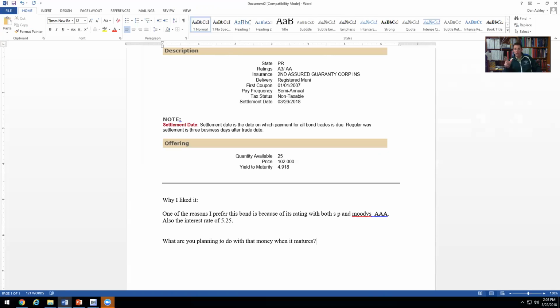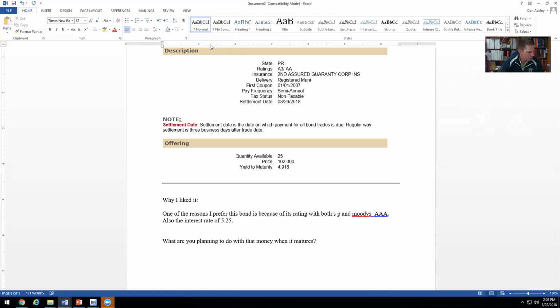So when it matures in this one, 2025, or in 2044, what does your life look like then? Why is it you want it to mature then? What are you going to do? You plan on helping your kids get through college? Are you planning on buying a car in 3 years? Are you finished in 5 or 6 years helping pay off some student loan debt? I don't know, but that's what I need you to write here. Why you liked it, and what are you planning to do with that money when it matures?